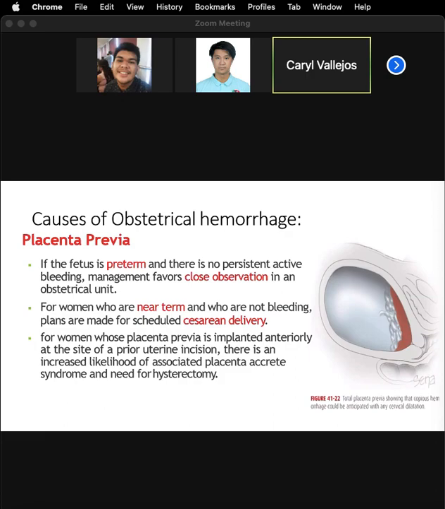If the fetus is preterm and there is no persistent active bleeding, management favors close observation in the obstetrical unit. For women who are near term and who are not bleeding, plans are made for scheduled cesarean delivery. For women whose placenta previa is implanted anteriorly at the site of a prior uterine incision, there is an increased likelihood of association with placenta accreta syndrome and need for hysterectomy.